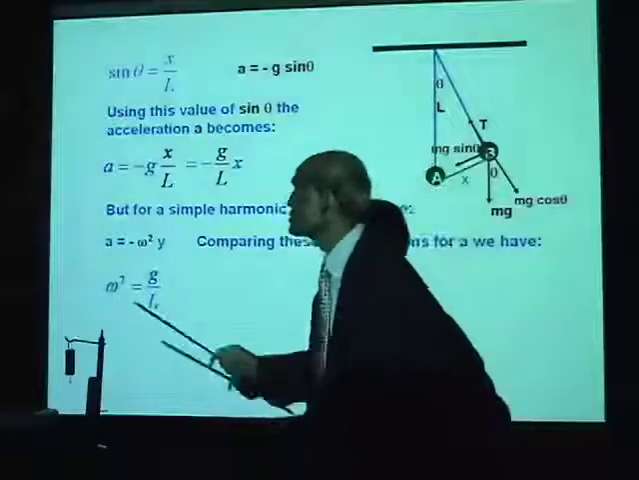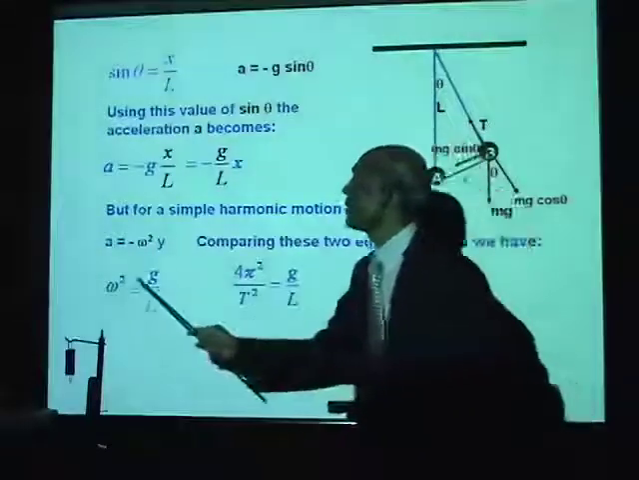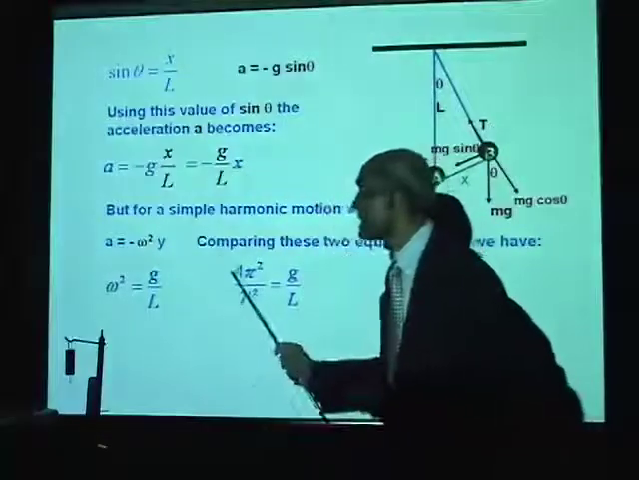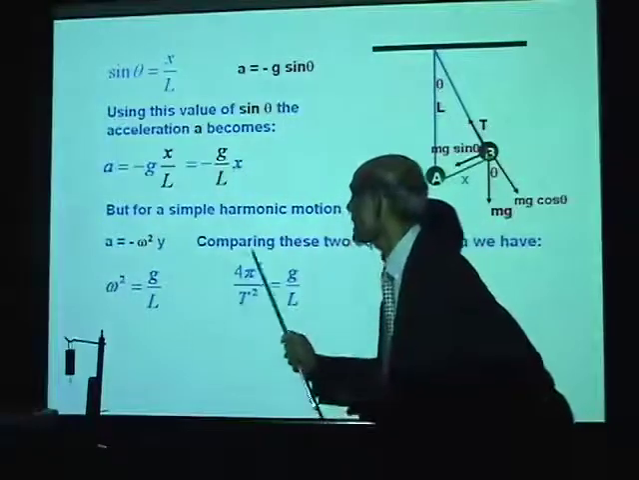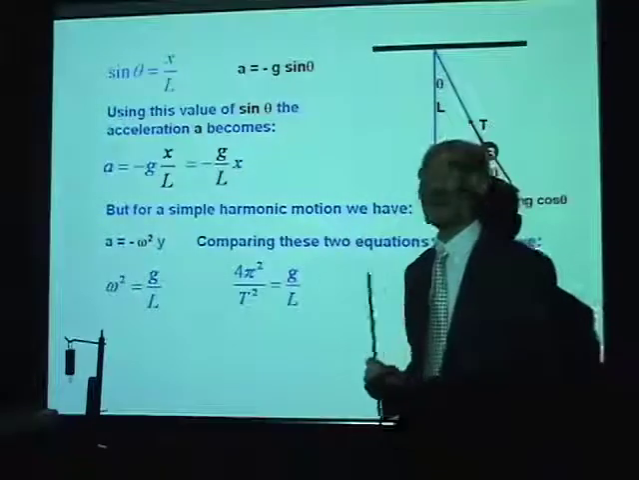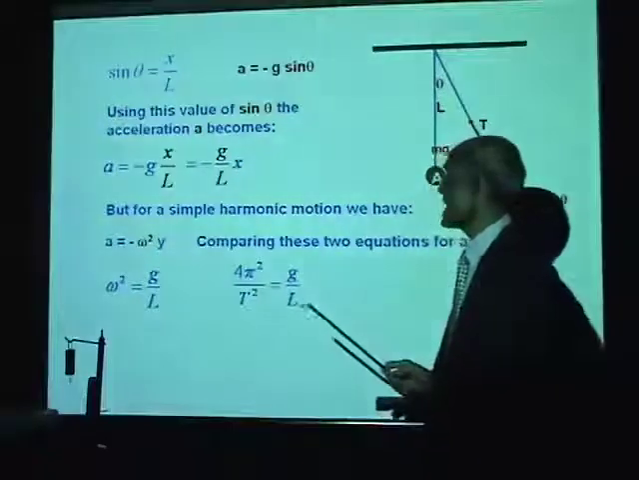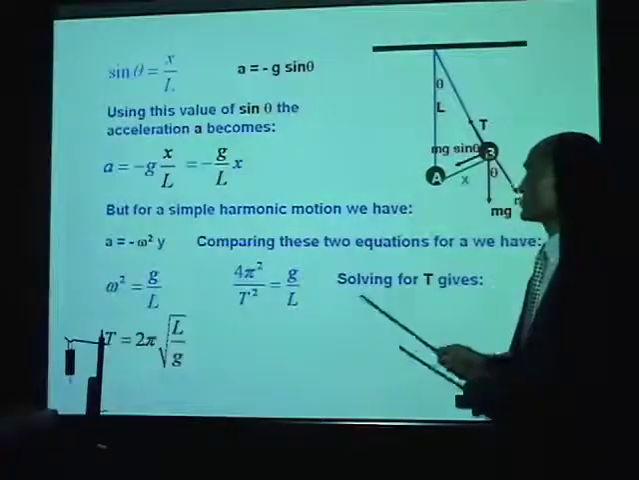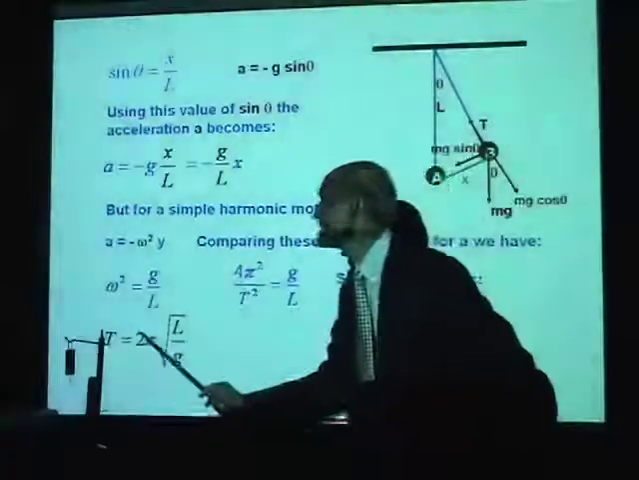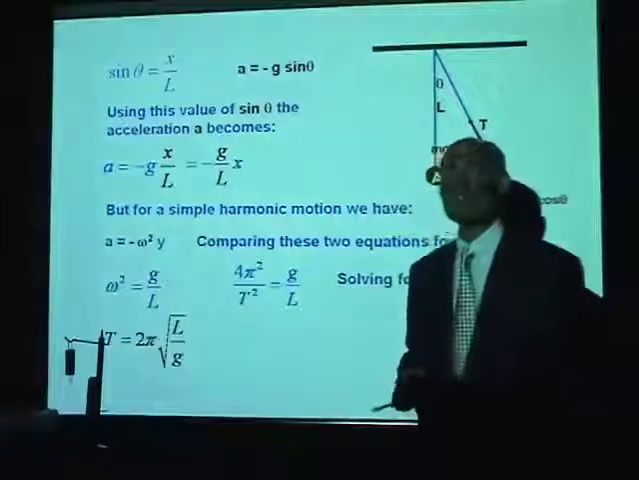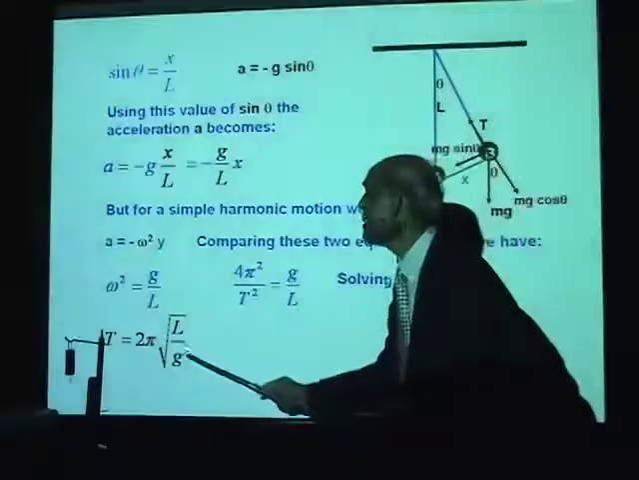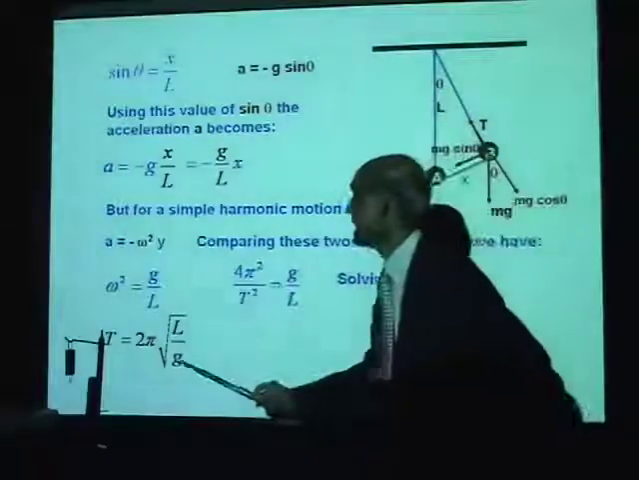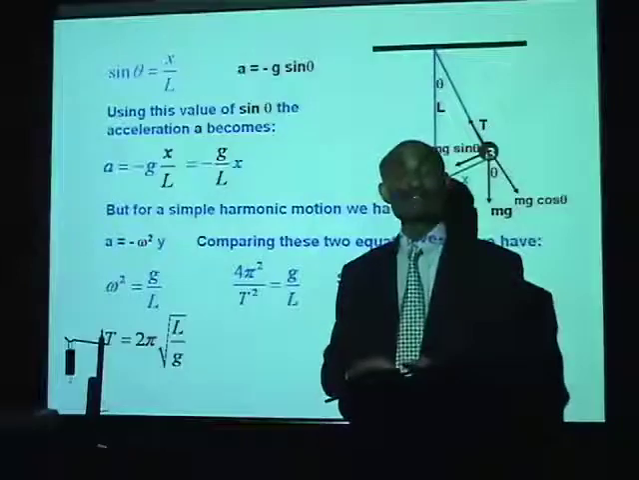Alright? And what is omega squared equal to? Omega is 2 pi divided by the period. So omega squared is 4 pi squared over T squared, equal to g over L. Can you solve for T from that? Solving for T gives you T equal to 2 pi square root of L over g, where L is the length of the pendulum and g is the acceleration due to gravity.